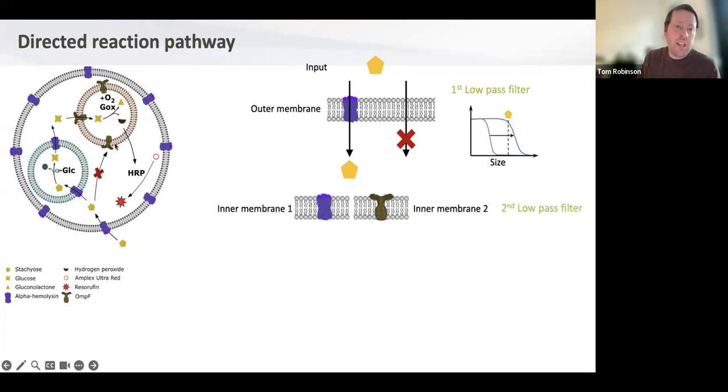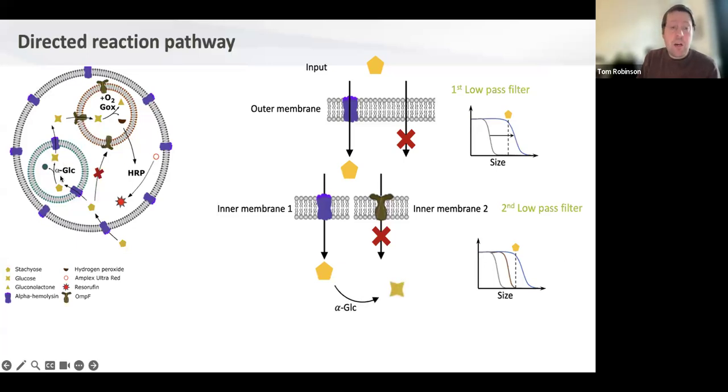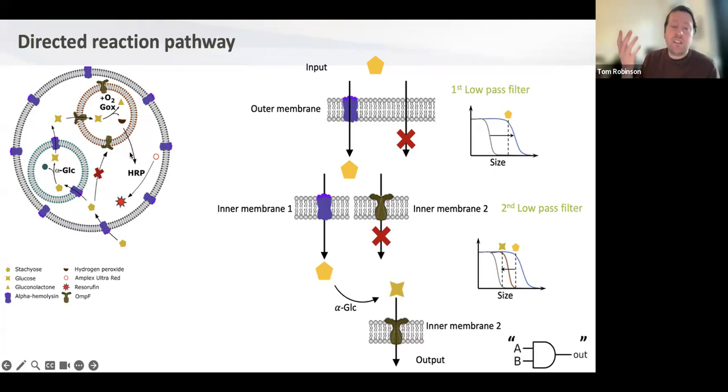So it can either go to one membrane here or this membrane here. Now the problem is that we have this second low pass filter, which doesn't allow stachyose to go inside this other membrane pore protein, which is OmpF, because it's smaller. So it has to enter inside this compartment here. Then once it enters into that compartment, it's broken down by alpha glucosidase into a smaller glucose. It can then diffuse out and is allowed to enter into this second compartment here. And then we complete the reaction. So you can start to think of this as adding these things together with some kind of logic gate, in this case, an AND gate, if you like.